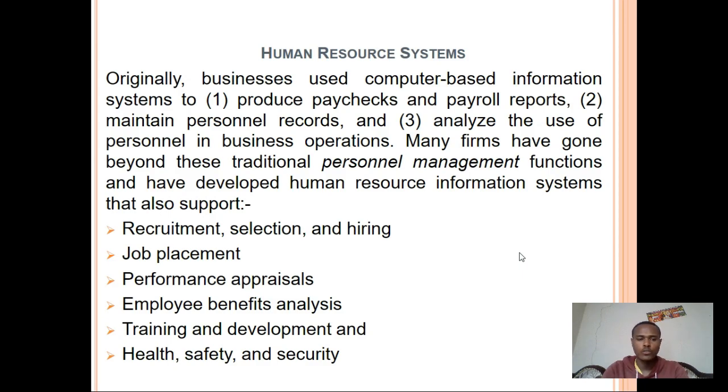Many firms have gone beyond this traditional personnel management. They use the human resource information system for several functions, such as recruitment, selection, hiring, health and safety, training and development, performance appraisal, employee benefit analysis, and so on.